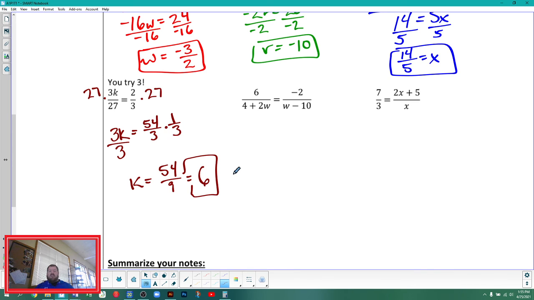Okay. Like I said, whatever way you decide to do this, a lot of the times you end up getting the same numbers that you're dealing with. It's just in what order that can make things better or worse. Depends on how you look at it. This one we probably cross multiply. We need to. So I got -2 times 4x plus 2w equals 6 times w minus 10.